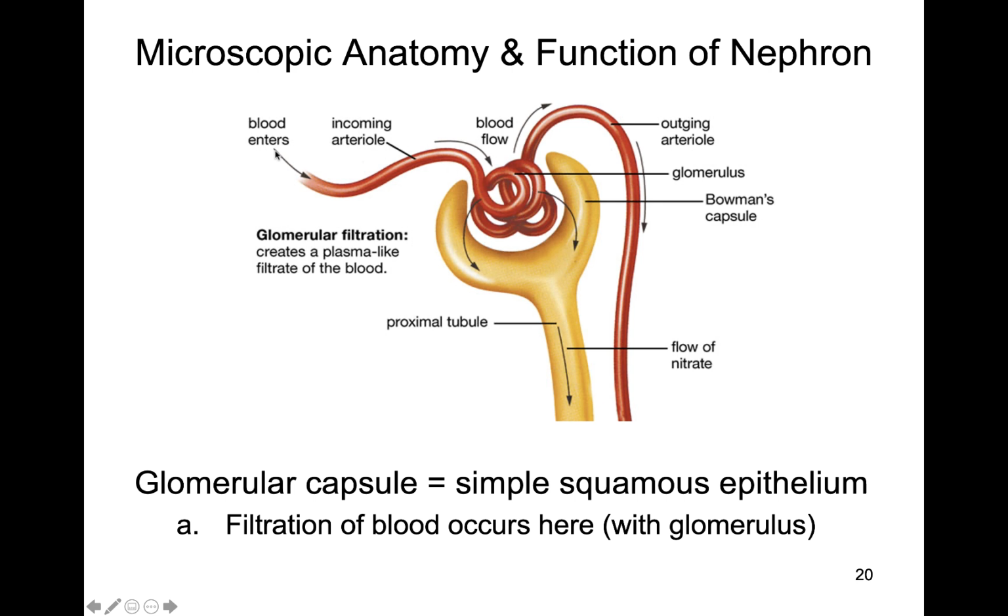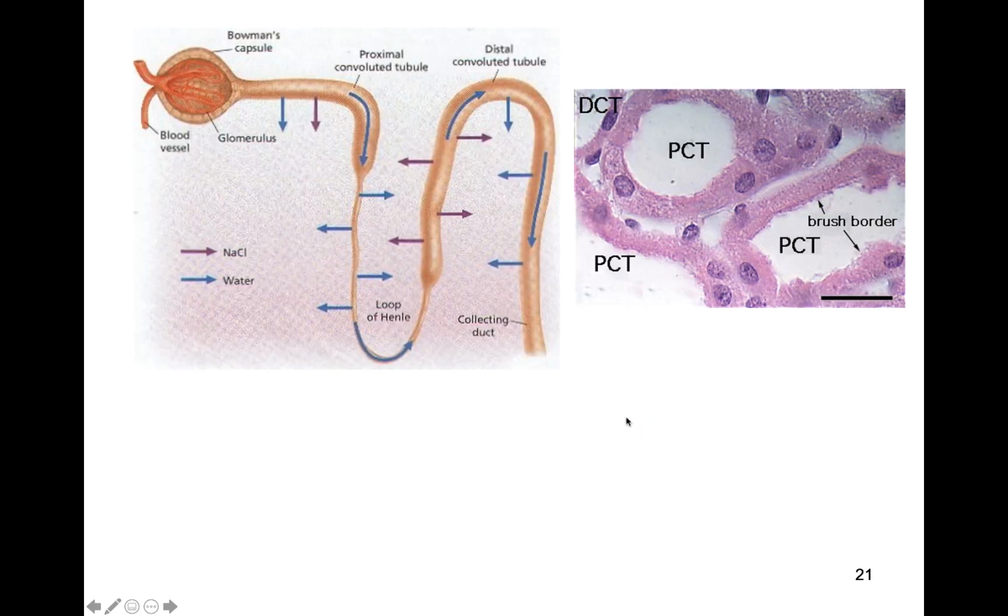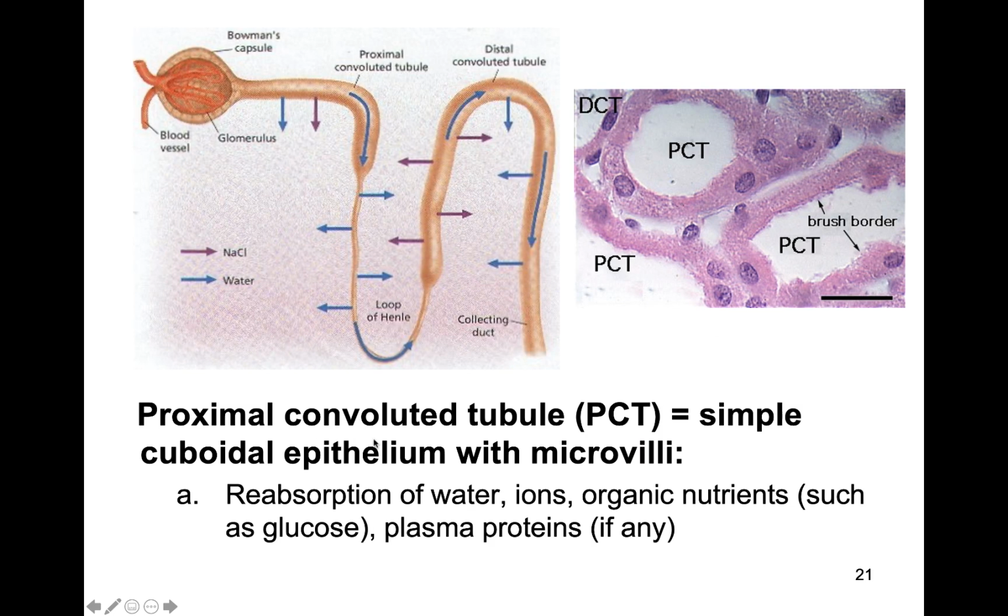So on this picture, you can see blood is entering through afferent arteriole. You have the capillary bed here, glomerular capsule, glomerular capillaries, and then around it you have the Bowman's capsule or glomerular capsule. And then the blood is going to go out through the efferent arteriole, which can again subdivide into peritubular capillaries.